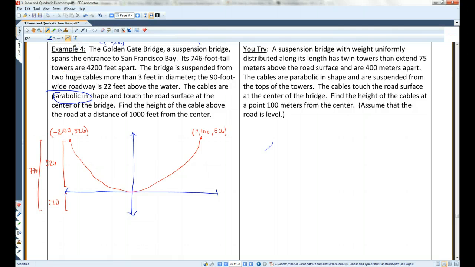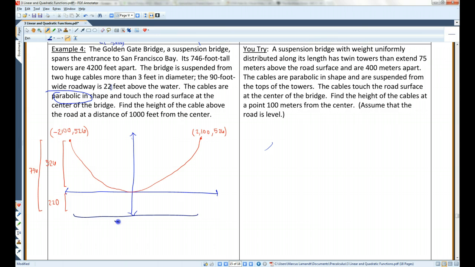I realized I made a mistake here. This should say it's not 22 feet above the water. It is 220 feet above the water. Okay, so the towers are 4,200 feet apart. So in order to be 4,200 feet apart from here to here, I go from negative 2,100 to positive 2,100.